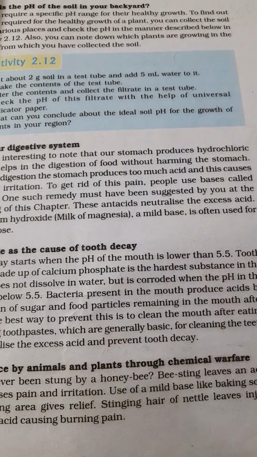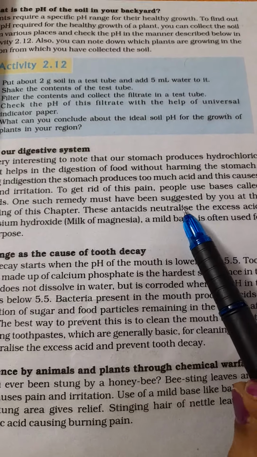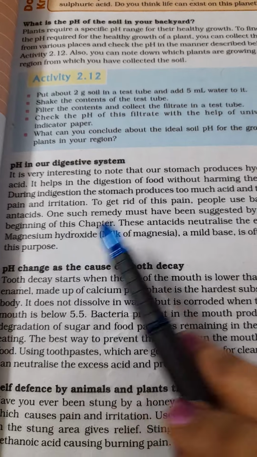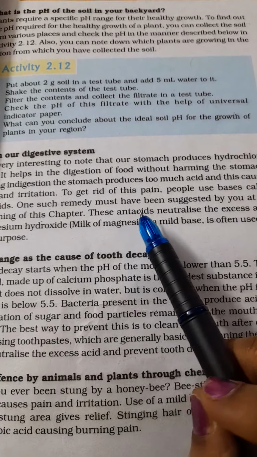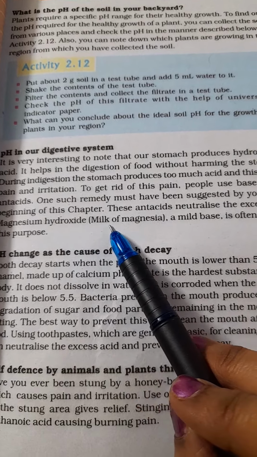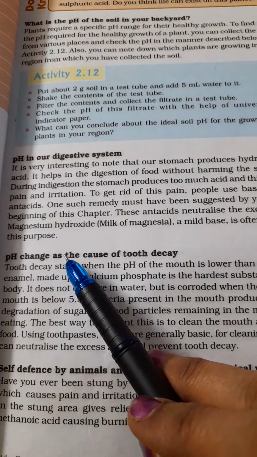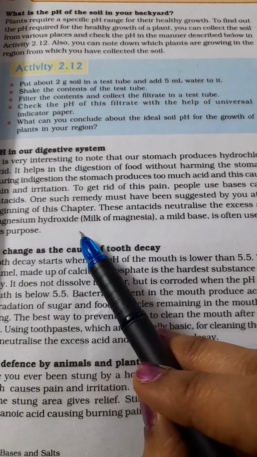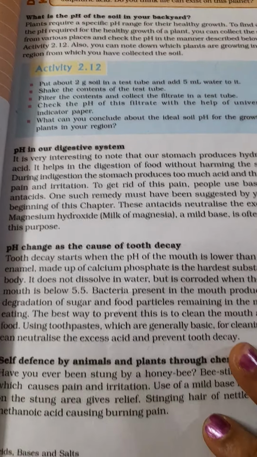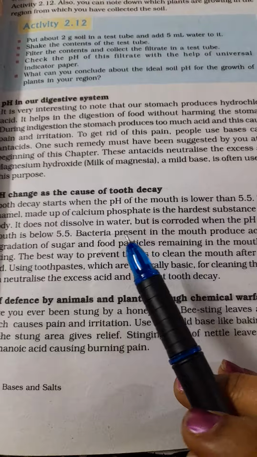So you will get stomach pain, and to get rid of this pain you normally use bases called antacids. One such remedy was suggested at the beginning of this chapter. What does this antacid do? It will neutralize the excess acid. An example is magnesium hydroxide, milk of magnesia, which is a very mild base. You can use it for reducing the acidity caused in your stomach.